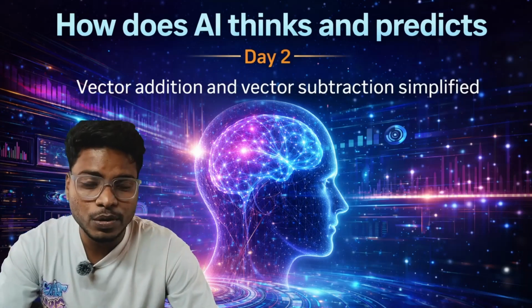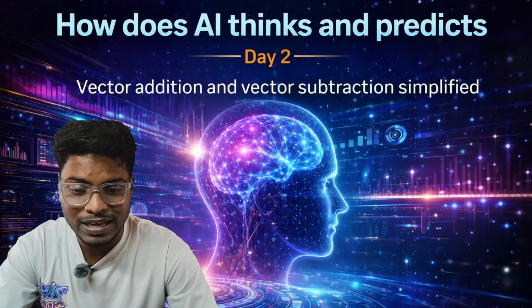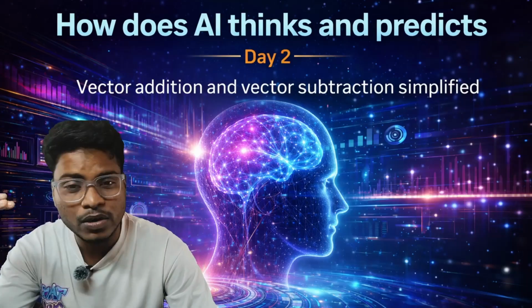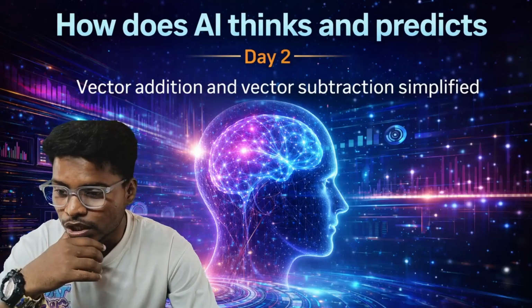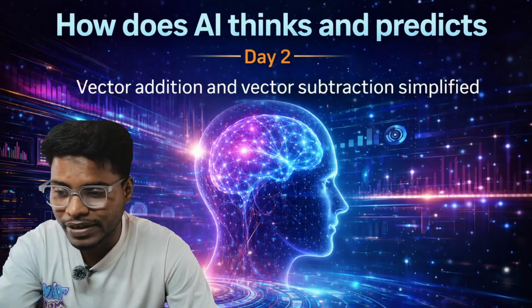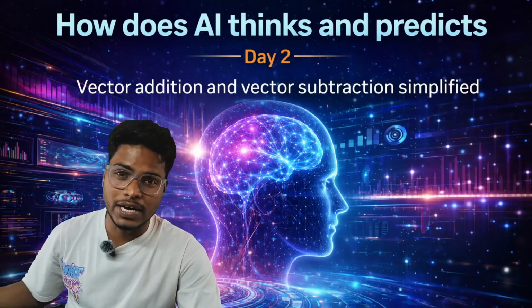In the last video, I explained what is scalar, what is vector, and what is matrix, and what is the real application of all these things in generative AI, not just in AI and machine learning. So today we are going to understand how AI thinks and predicts using vector addition and subtraction, and what their role in AI is. Well, let's get started.